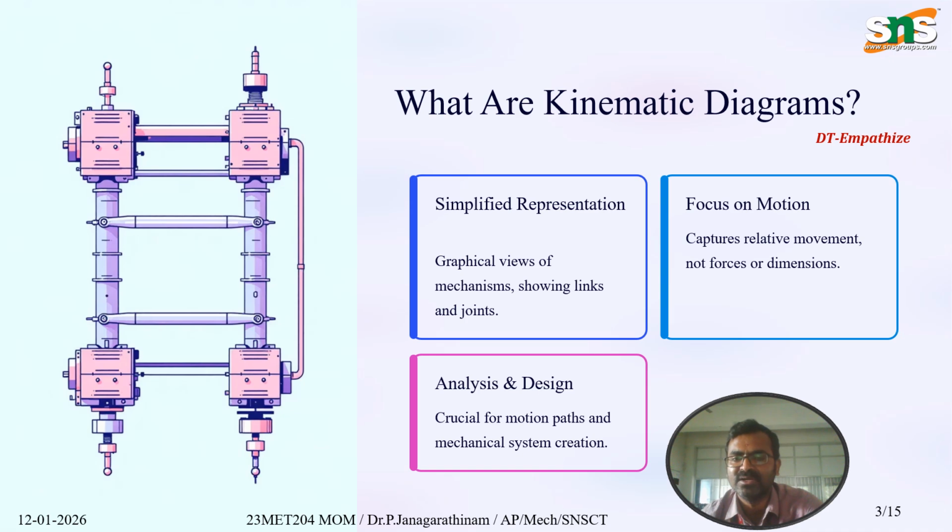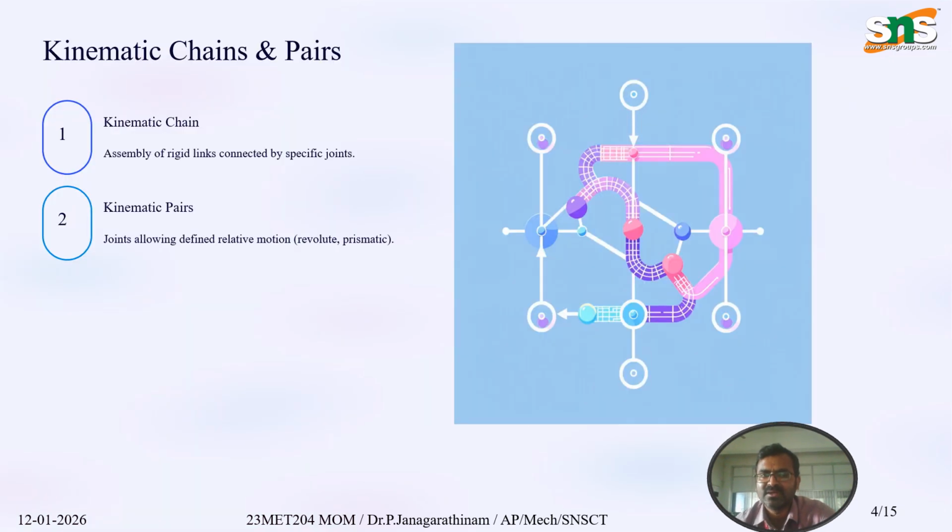As I already told, they are simplified graphical representations of the mechanism showing links and joints, and they capture the relative motion of the individual links as well as the joints, which is crucial for motion paths and mechanical systems creation. Kinematic chains and pairs: the assembly of rigid links connected by specific joints is known as a kinematic chain, and the joints allowing defined relative motions, like revolute and prismatic, are known as kinematic pairs.